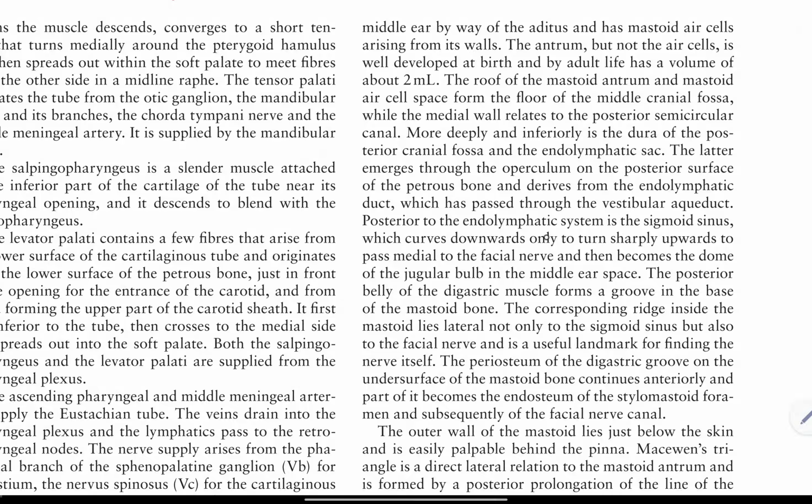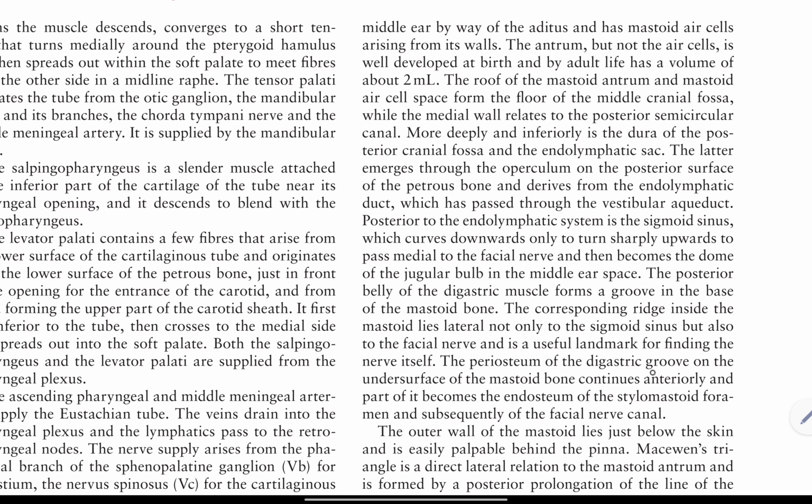Posterior to the endolymphatic system is the sigmoid sinus, which curves downwards only to turn sharply upwards to pass medial to the facial nerve and then becomes the dome of the jugular bulb in the middle ear space. The posterior belly of the digastric muscle forms a groove in the base of the mastoid bone. The corresponding ridge inside the mastoid lies lateral not only to the sigmoid sinus but also to the facial nerve and is a useful landmark for finding the nerve itself.